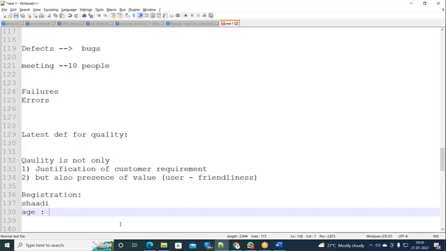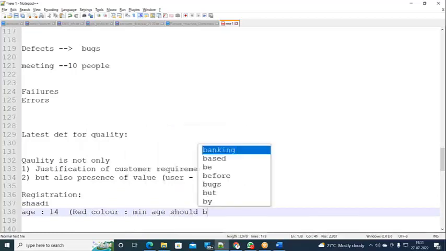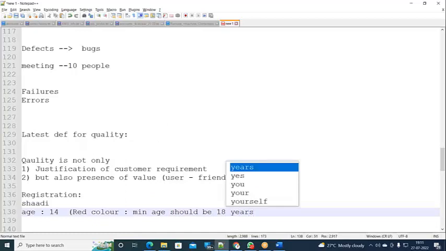Manoj accidentally entered this age, and immediately on the right hand corner it will show that age is between 18 to 60 years. He hasn't even completed the whole form. He is filling the whole registration form, his first name, last name, gotras, salary and all that. Then this age column came, he entered 14. Suddenly, in red color, there is a message which shows that minimum age should be 18 years.